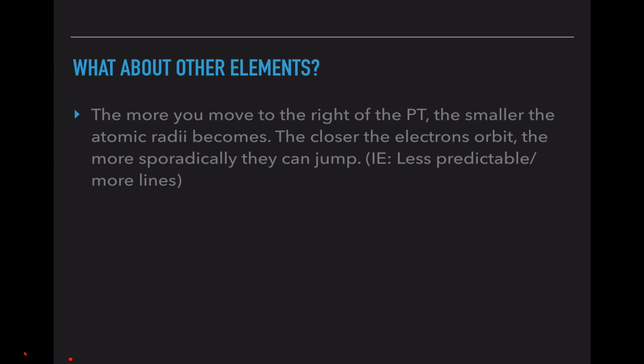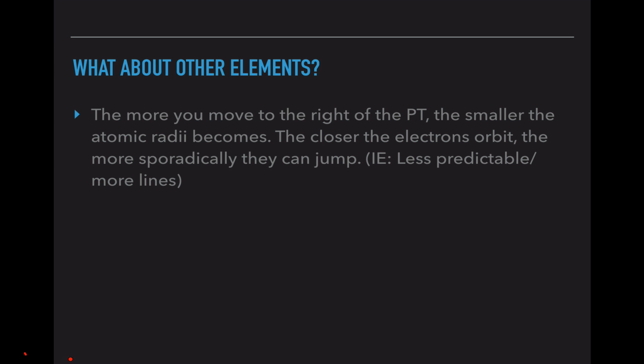But what about other elements? The more you move to the right of the periodic table, the smaller the atomic radius becomes. So remember, as you move left to right, the attraction from the nucleus and the attraction from the electrons in the electron shell increases, and those electrons actually move closer to the nucleus. And the closer the electrons orbit, the more sporadically they can jump, meaning they're less predictable and there are more lines. So I always like to compare this to the game of the floor is lava.